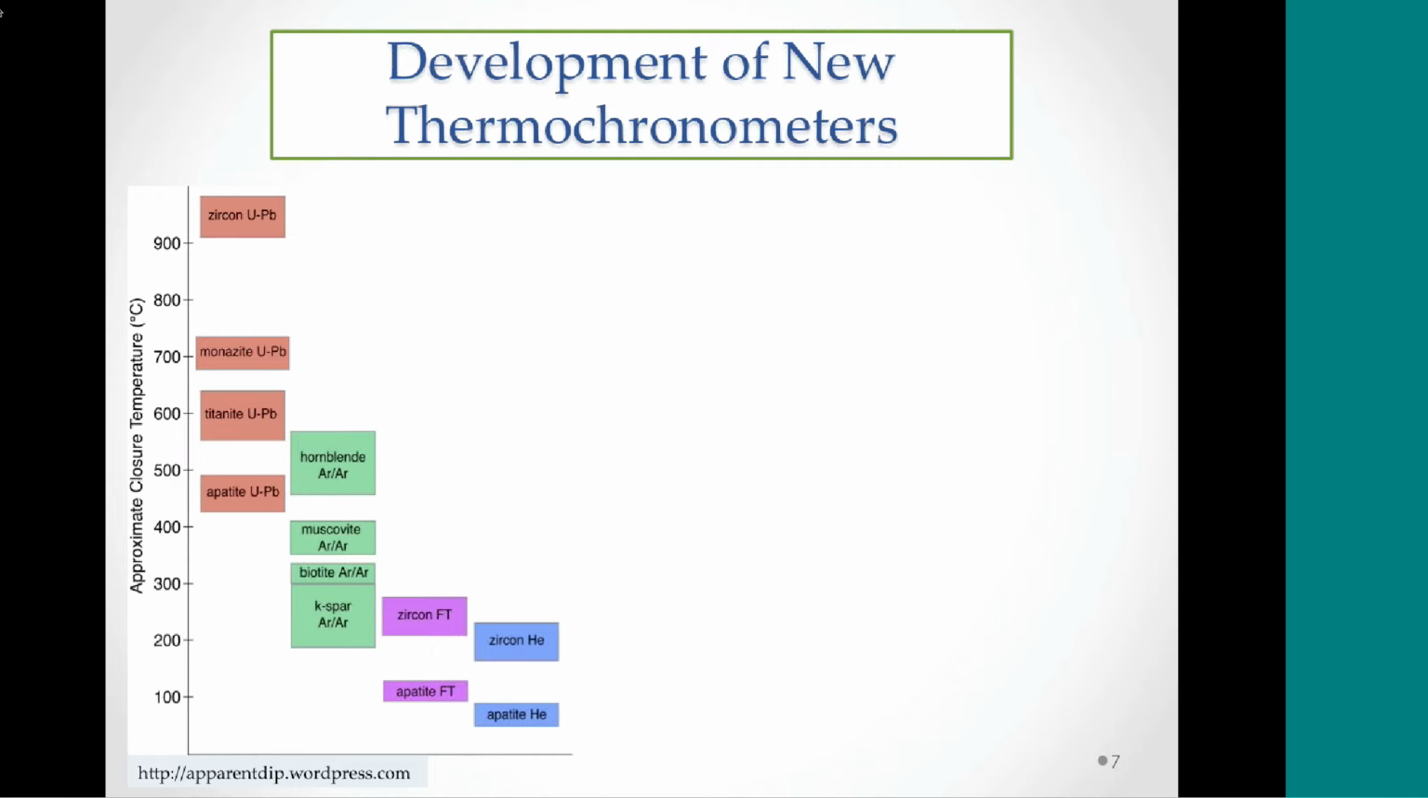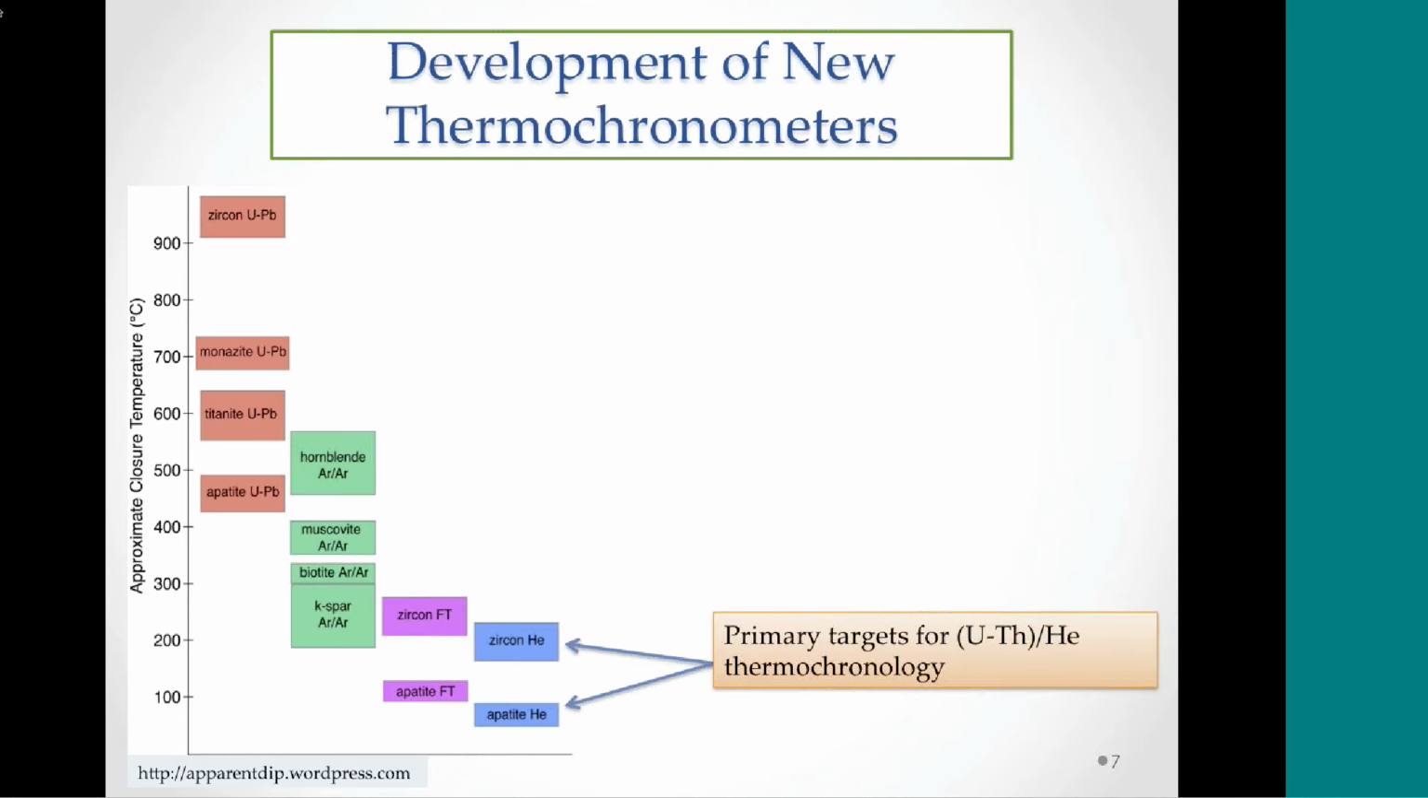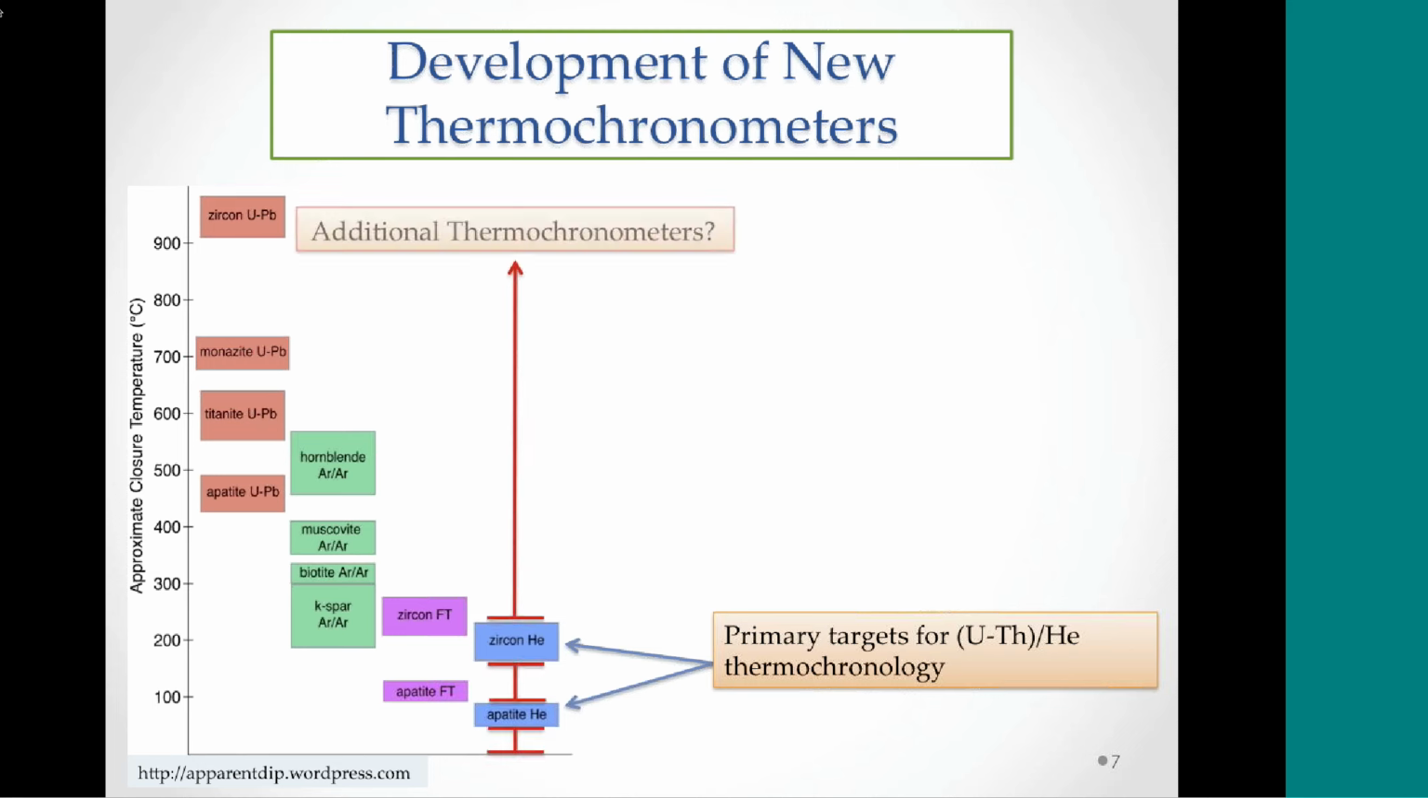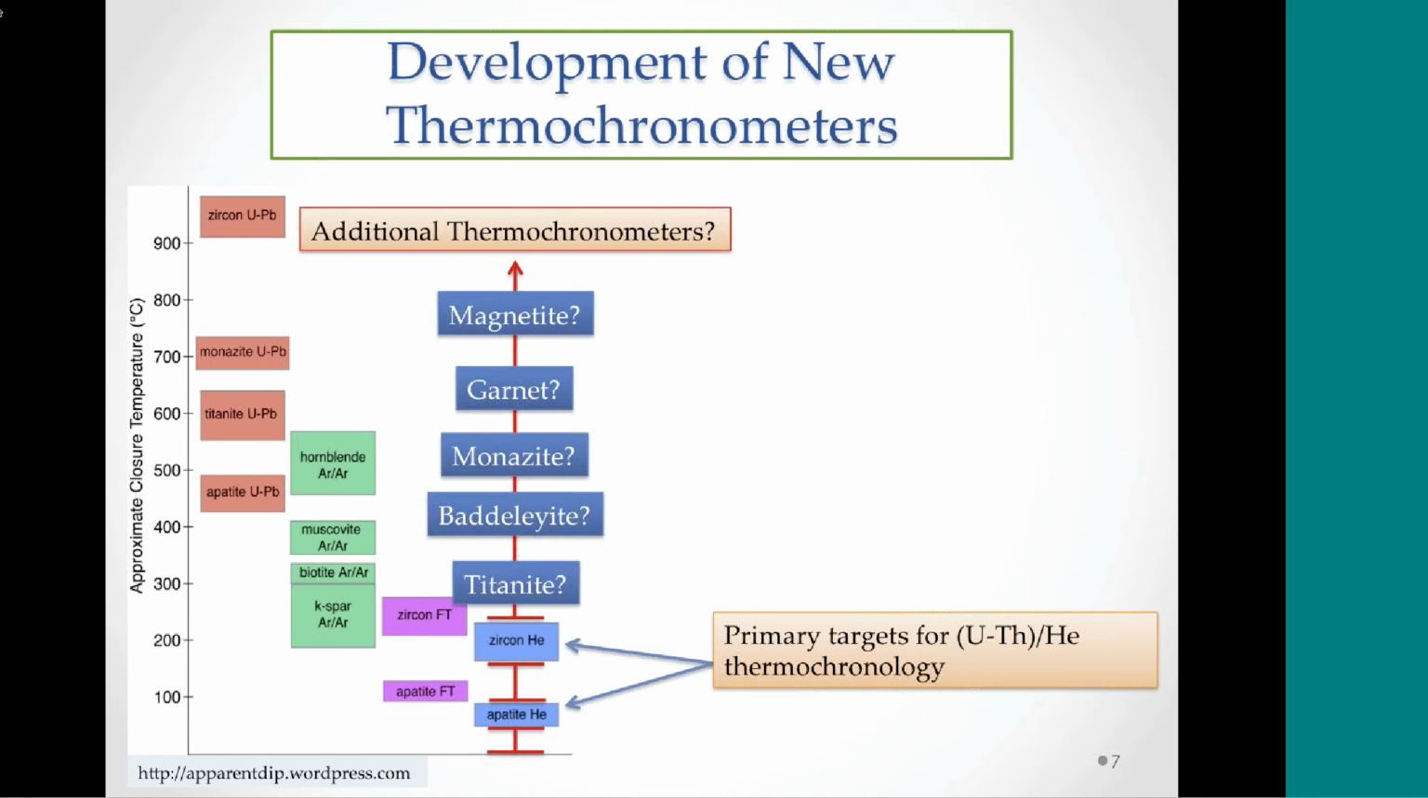So what we want to do as well is to develop new thermochronometers. Currently, apatite and zircon are the only two minerals that are mainly used, and we're trying to build that overall picture so we can constrain these additional time periods, so we can see that full picture of what's going on in the subsurface, how that rock got to where it is today.